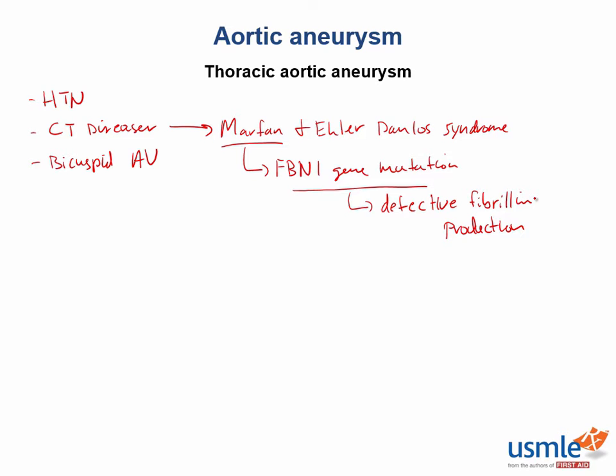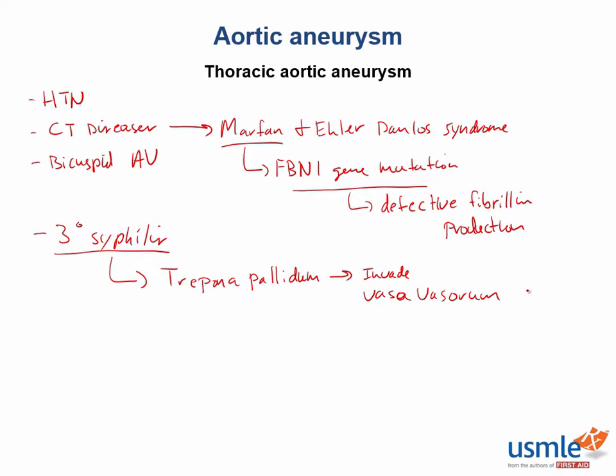Now, another classic association for thoracic aortic aneurysms is tertiary syphilis. Now, while this might be rare these days, it's still more than fair game for your test. And the spirochetes here, Treponema pallidum, can end up in the vasa vasorum of the thoracic aorta. Note here that the thoracic aorta has vasa vasorum, while the abdominal aorta below the renal arteries does not.